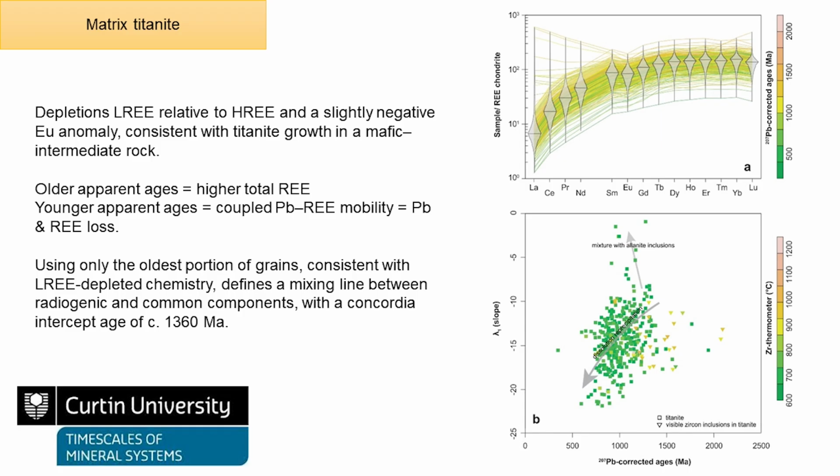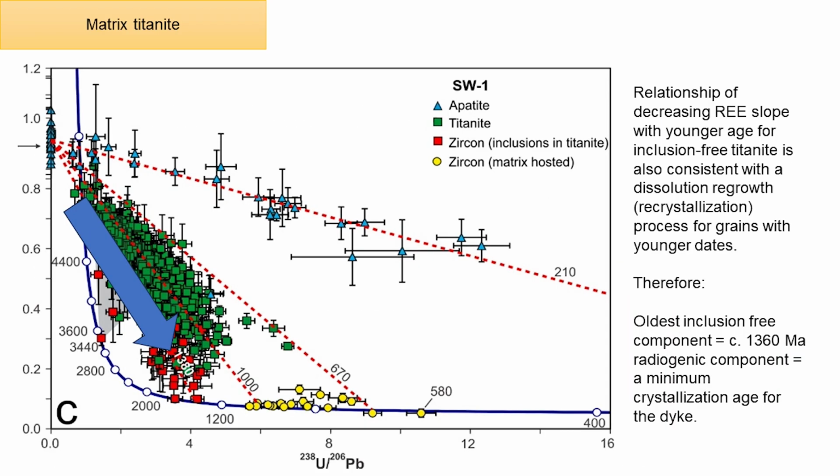We can see this on a little bit more complex diagrams here, where we're looking at the slope of the rare earth diagram against age. So you can see younger ages are more depleted, older ages are less depleted. The zircon inclusions are even older, and we can see also the influence of allanite inclusions within the data set. All right, getting there. That's just pointing out the oldest titanite component that provides us a kind of constraint on the minimum age of the primary dike.